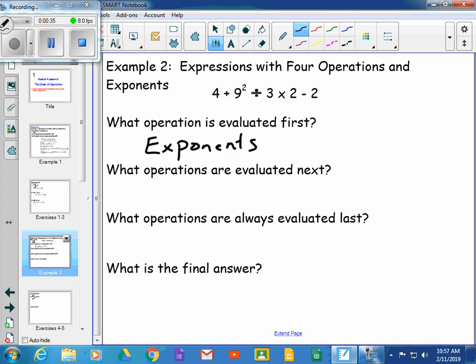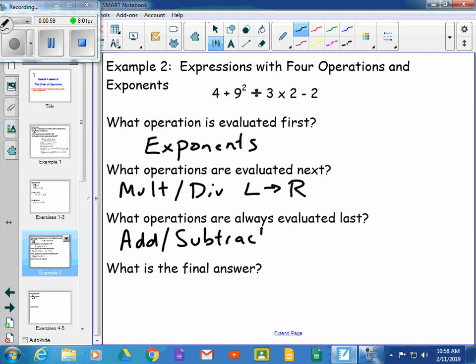After that, we have some multiplication and division, so we're going to do that next. Now we got to remember that it is going to be left to right, so it may be the division before the multiplication. And then what operations are always evaluated last? Well, we're always going to do adding and subtracting. And once again, we got to remember that it is going to be left to right. We may have to subtract before we add. And then we want to know what the final answer is.